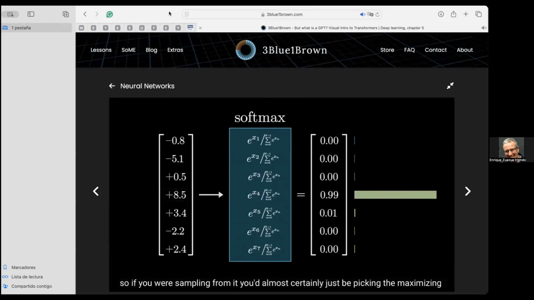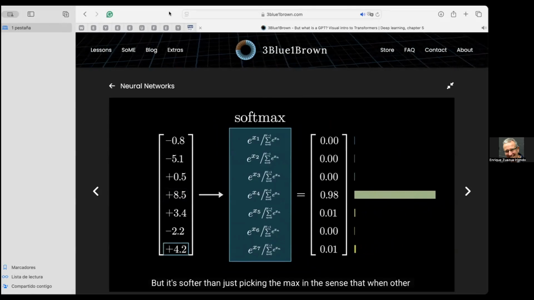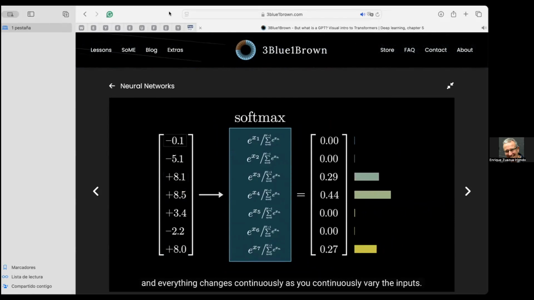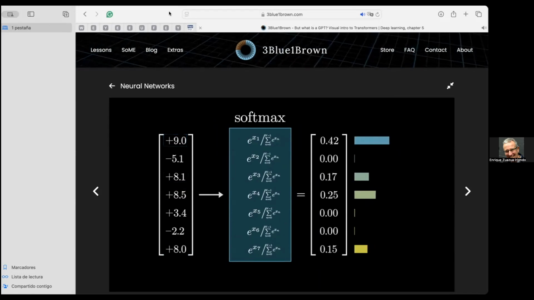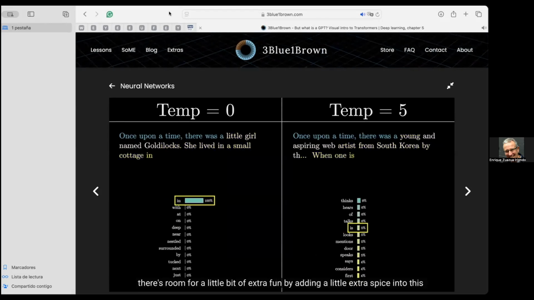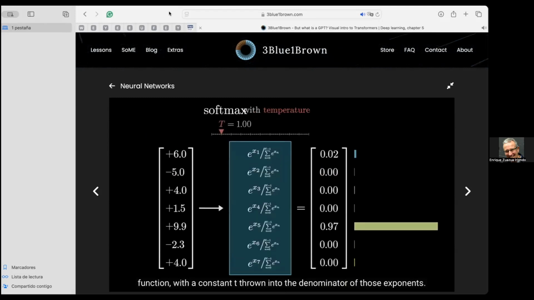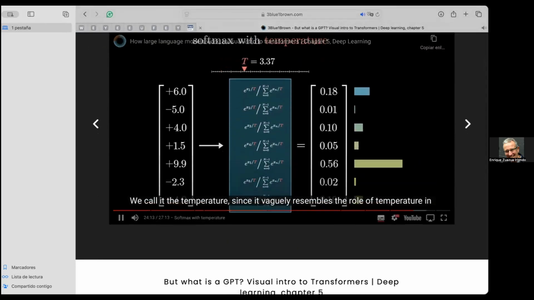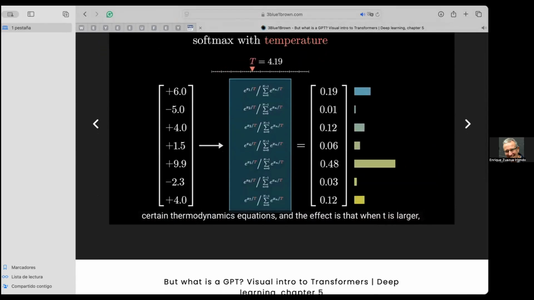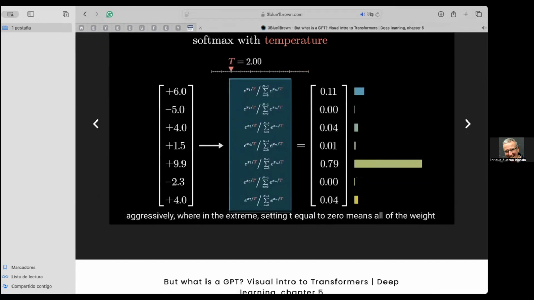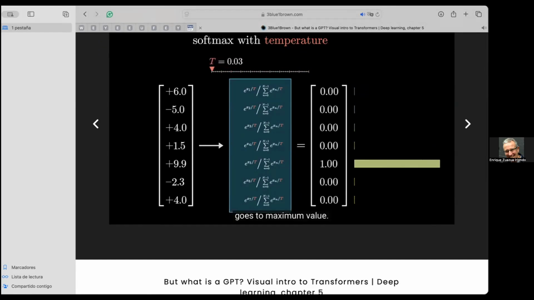So if you were sampling from it, you'd almost certainly just be picking the maximizing input. But it's softer than just picking the max in the sense that when other values are similarly large, they also get meaningful weight in the distribution, and everything changes continuously as you continuously vary the inputs. In some situations, like when ChatGPT is using this distribution to create a next word, there's room for a little bit of extra fun by adding a little extra spice into this function with a constant t thrown into the denominator of those exponents. We call it the temperature since it vaguely resembles the role of temperature in certain thermodynamics equations. And the effect is that when t is larger, you give more weight to the lower values, meaning the distribution is a little bit more uniform. And if t is smaller, then the bigger values will dominate more aggressively. Where in the extreme, setting t equal to 0 means all of the weight goes to that maximum value.